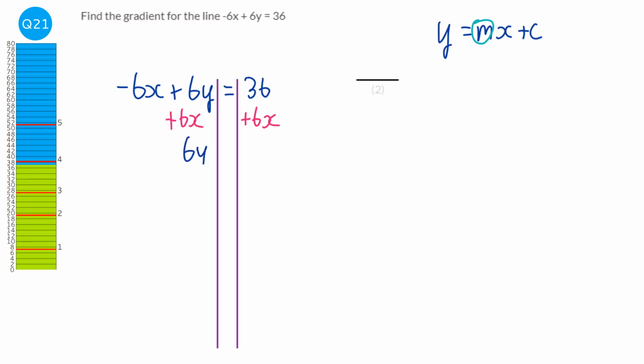So we've got 6y equals, and I'm going to put the 6x first just to match the y equals mx plus c. Right, the next thing I'm going to do is get rid of this 6 because we just want a y there. So we're going to divide by 6 both sides. So we've got y equals 1x plus 36. Now we shouldn't really write 1, but because we're looking for m, the number before x, I've left it in there to show that the gradient will be 1.